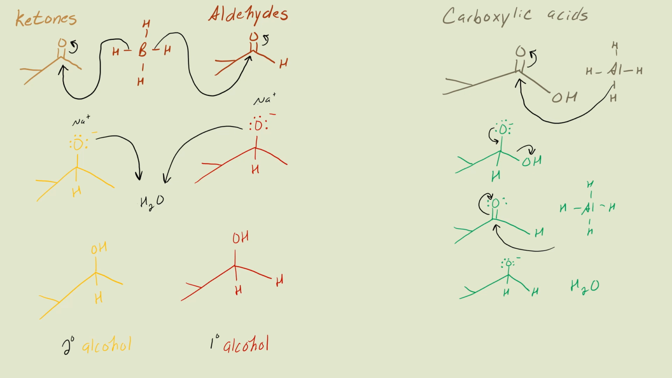This oxygen over here is going to come and take a hydrogen to give you this product, which is your final product, a primary alcohol. Remember that ketones give secondary alcohols, and aldehydes and carboxylic acids give primary alcohols.